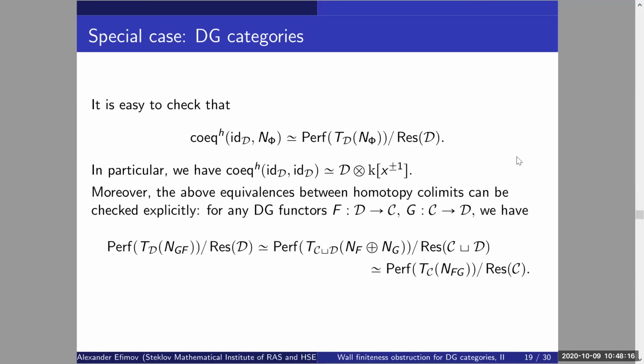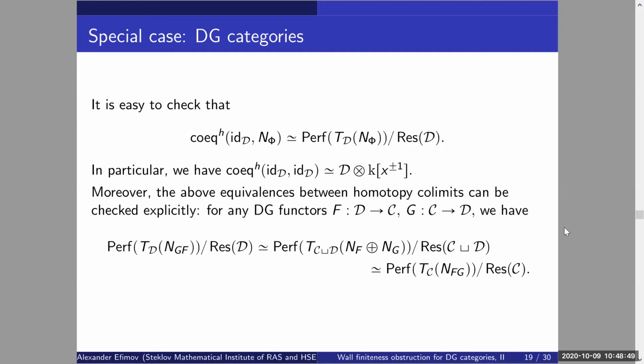Okay, so we have this D tensor Laurent polynomials, and these equivalences between homotopy colimits can be checked quite explicitly. So for any DG functors going in the opposite direction, we have these tensor algebras of N_GF and N_FG and quotients of them, and they are both equivalent to the intermediate category, which is you take a disjoint union of C and D.